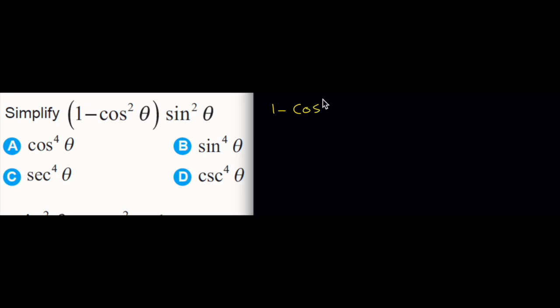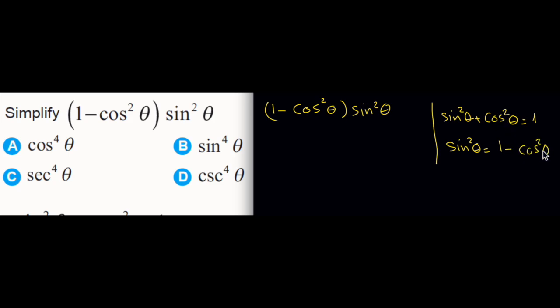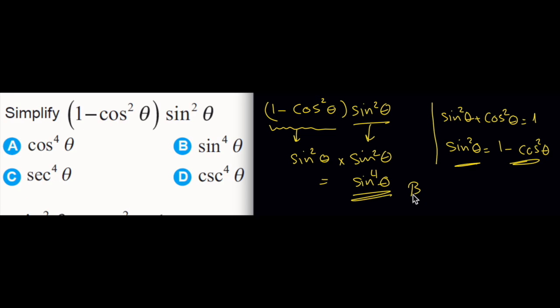Minus cosine squared theta times sine squared theta. As you know, we have a rule which is sine squared theta plus cosine squared theta equals 1. So we can rewrite it as sine squared theta equals 1 minus cosine squared theta, by subtracting cosine squared theta from both sides. So we can replace 1 minus cosine squared theta with sine squared theta, and we have also another sine squared theta. So sine squared theta times sine squared theta equals sine raised to the power of 4 theta. So the answer is B.